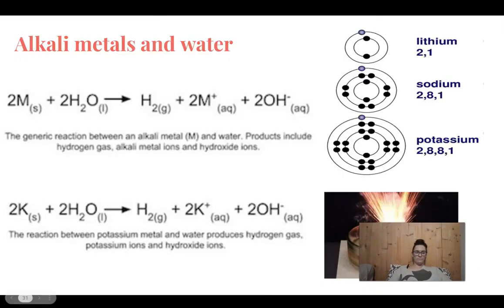Oh my gosh, and this is hilarious. So if you want to watch that video, go ahead. It is hilarious seeing the reactivity of alkali metals, but we're going to stop here.